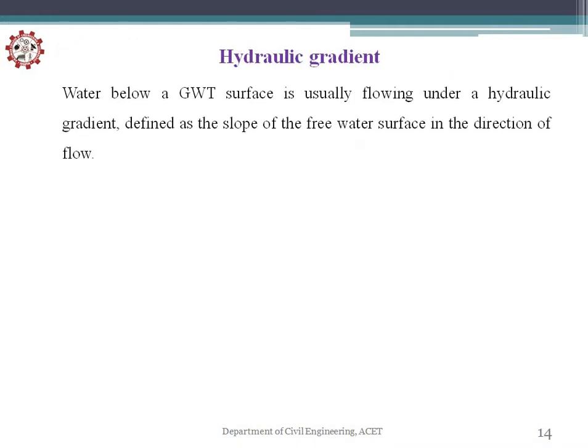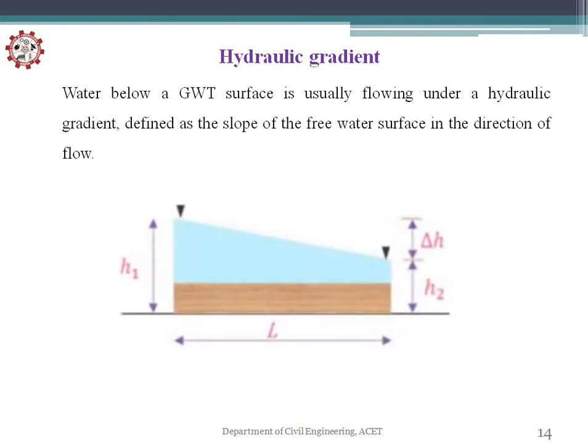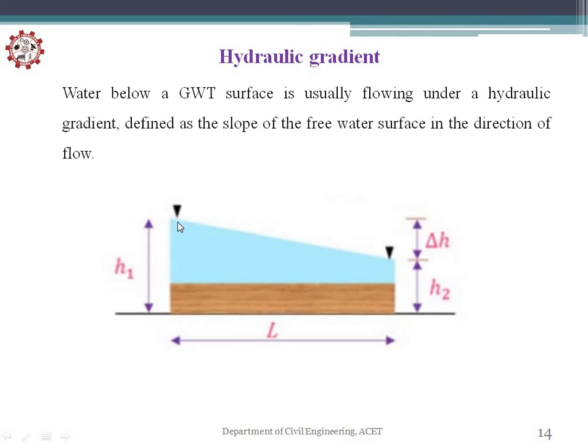So, hydraulic gradient. Water below a groundwater table surface is usually flowing under a hydraulic gradient, defined as the slope of the free water surface in the direction of flow. So this is the figure. If a high water level is there, the water will try to seep out to the lower water table with respect to the soil. So H1 minus H2 will give you delta H.